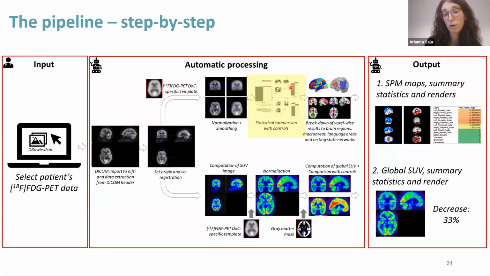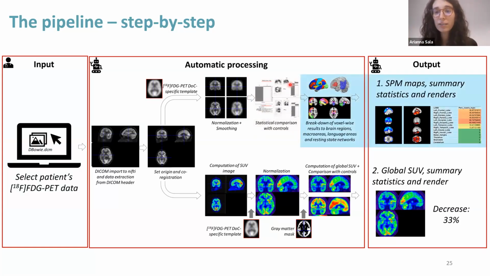So we have to define a mask. We ask SPM to create a mask of the regions of interest, that is our brain, for the analysis, and we run a statistical comparison. We then obtain our results, which means that we have maps that indicate, so this is a statistical comparison.